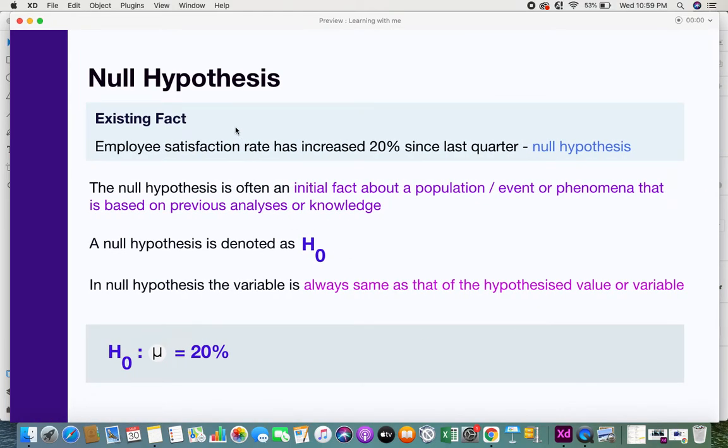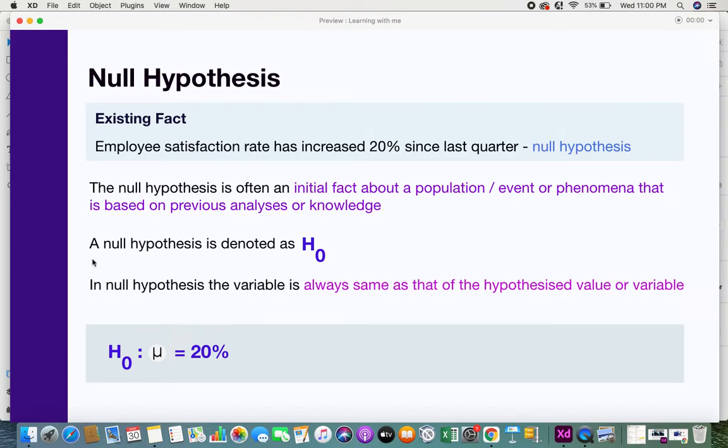As I said, the first statement, the existing fact, is the null hypothesis. A null hypothesis is often an initial fact about a population, event or phenomena that is based on previous analysis or knowledge. The initial fact claimed by the HR department is that the employee satisfaction rate has increased 20% since the last quarter. This is the initial fact. The HR team would have done some analysis, and based on previous data, they came up with this statement. And this becomes the null hypothesis.